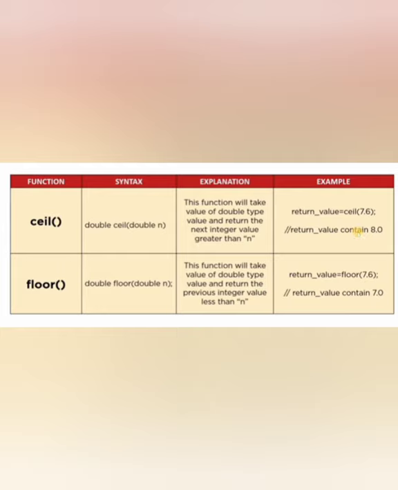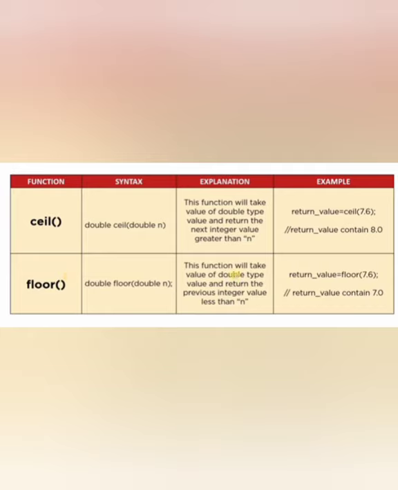Next one is math.floor. It is also used to round the given number, but it returns the number down to the nearest integer. Floor means down to the nearest integer. The ceil and floor always return double data type. Ceil rounds the value to the higher integer, and floor rounds the value to the nearest smaller integer.